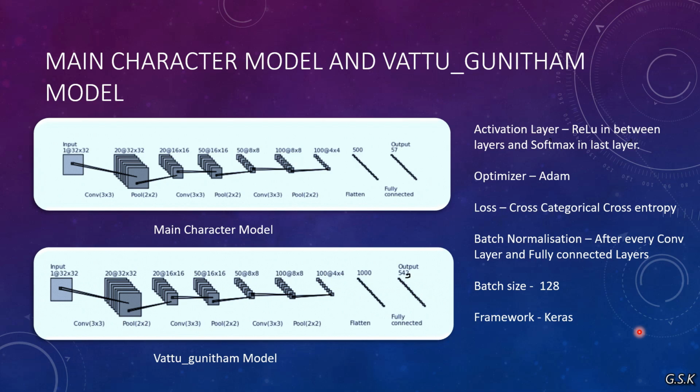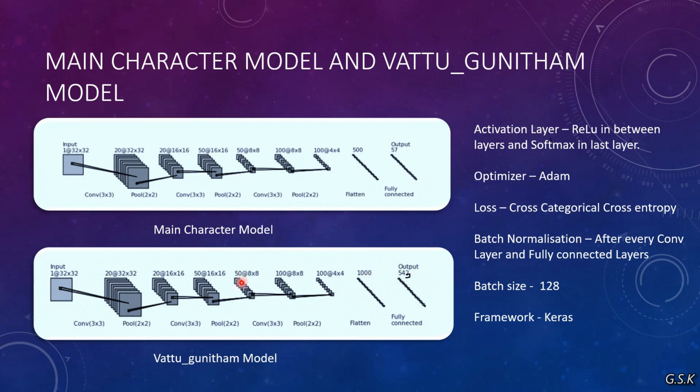Let's get into the recognition part of our model. The recognition part of our model consists of two models, the main character model and the Vattugunitham model. The input to both of these models is the same, because each character consists of both a main character and a Vattugunitham, with exceptions for some characters. It may be present, it may not be present. Even if the Vattugunitham is absent, that is also considered one class in these 543 classes.